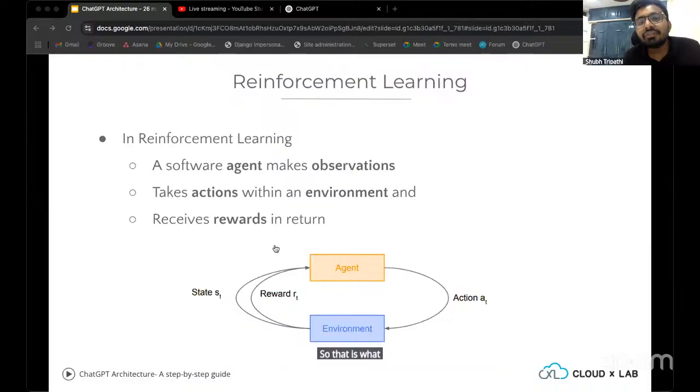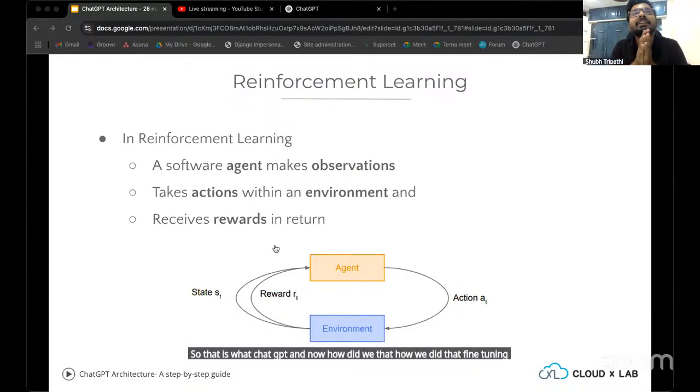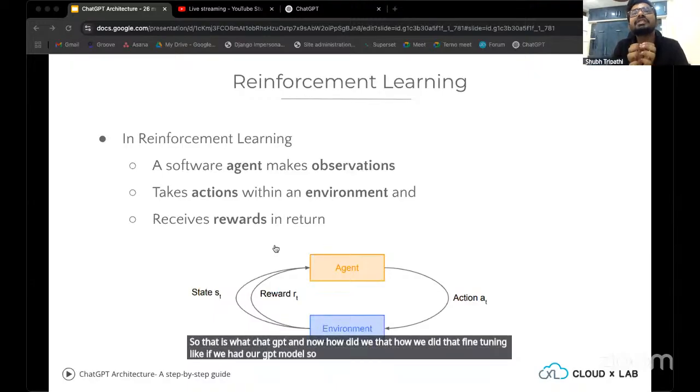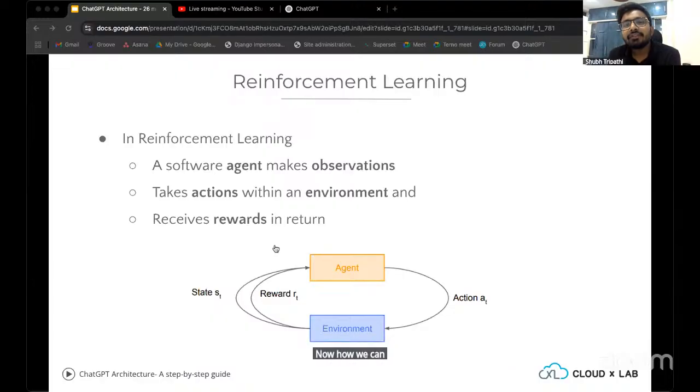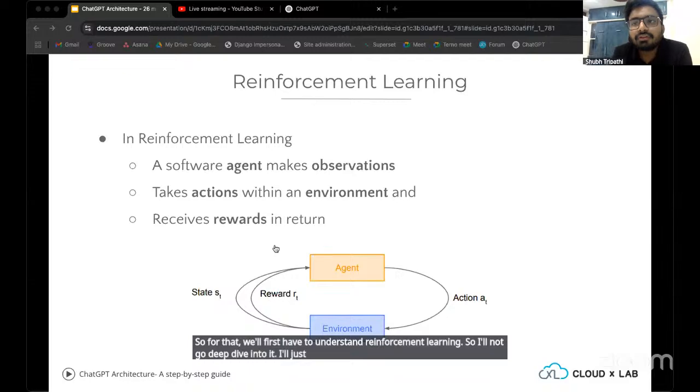Now, how did we do that fine tuning? We had a GPT model, which has an understanding of the language structure, grammar, and the contextual understanding of the words and everything. Now, how can we fine tune it for question answering? For that, we'll first have to understand reinforcement learning. I'll not go deep into it, I'll just give you a brief intro about reinforcement learning.